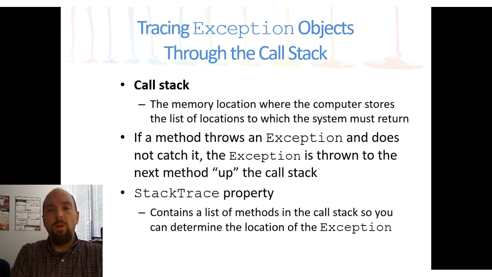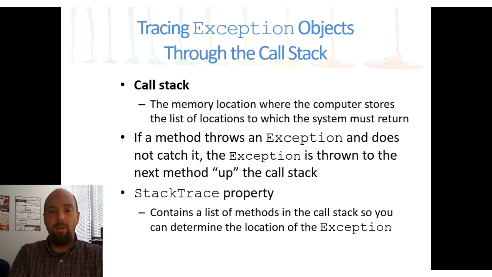All right, so we have this thing called the call stack, and the call stack is simply a section of memory that stores the list of all the locations where the system must return. What that means is every time a method calls another method, the system has to keep track of where in memory that method exists. And so if one method calls another and the second one throws an error, then we want to throw that error back to the calling method.